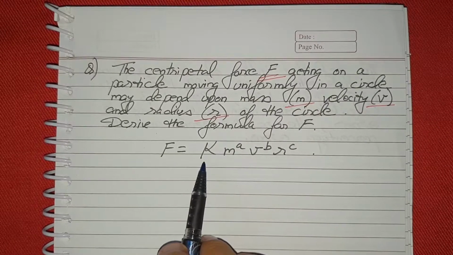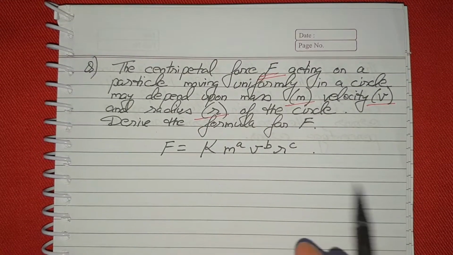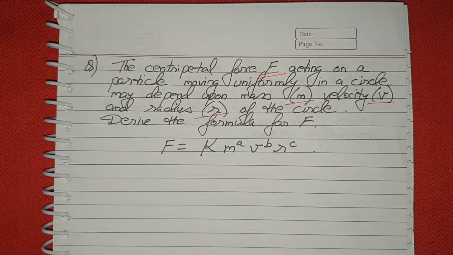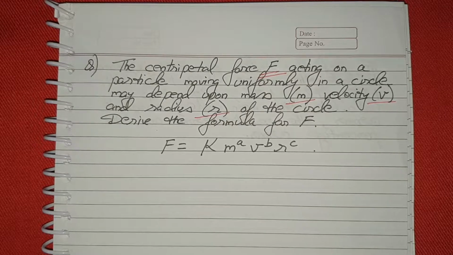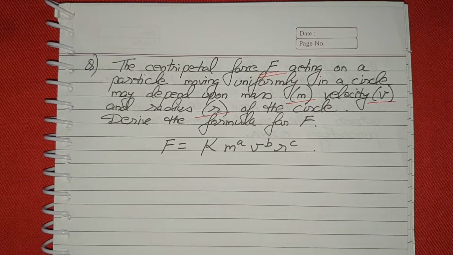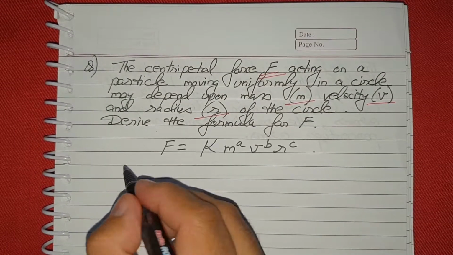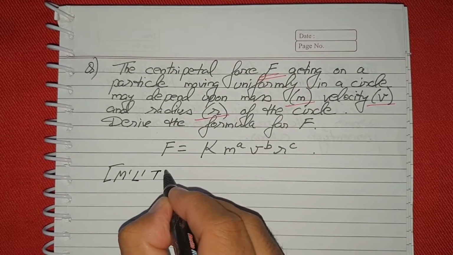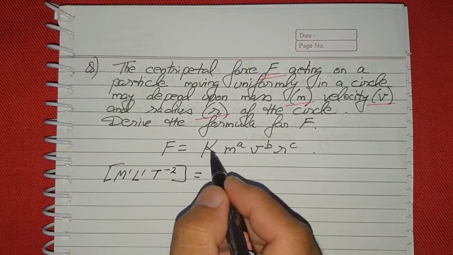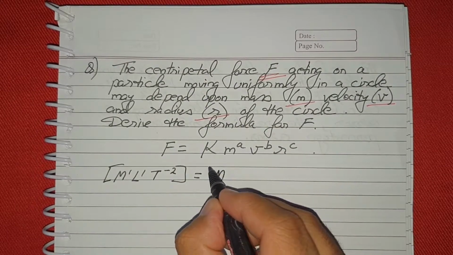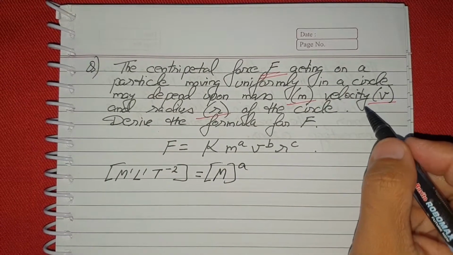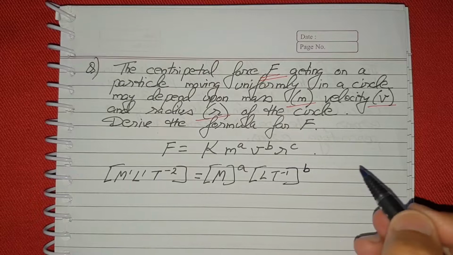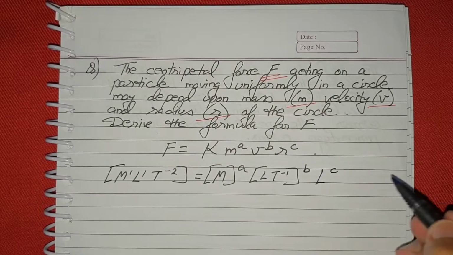As you know, k is the dimensionless constant of proportionality. a, b, c are the powers of m, v, r respectively to represent F. Now our next step is to write the dimensional equation. So this is force. Force we know is M^1 L^1 T^-2. K we cannot write for k. M is mass, so just write M^a. V is the velocity, LT^-1, to the power b. R is the length, L^c.